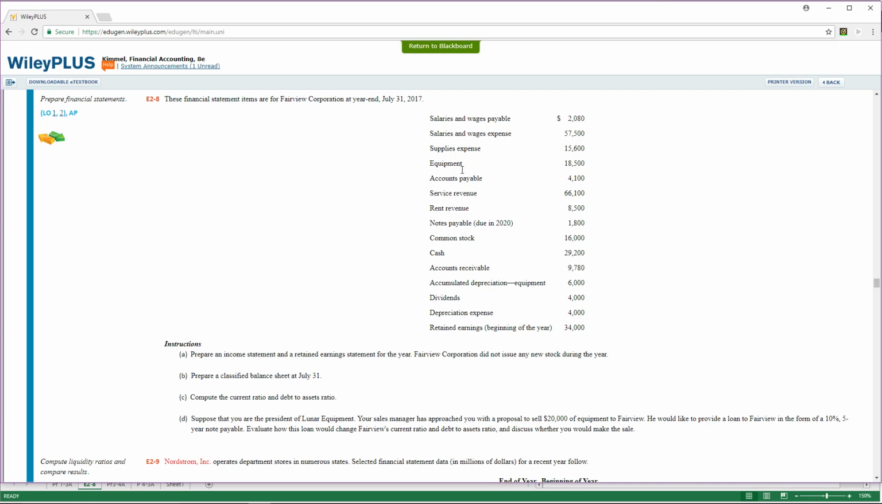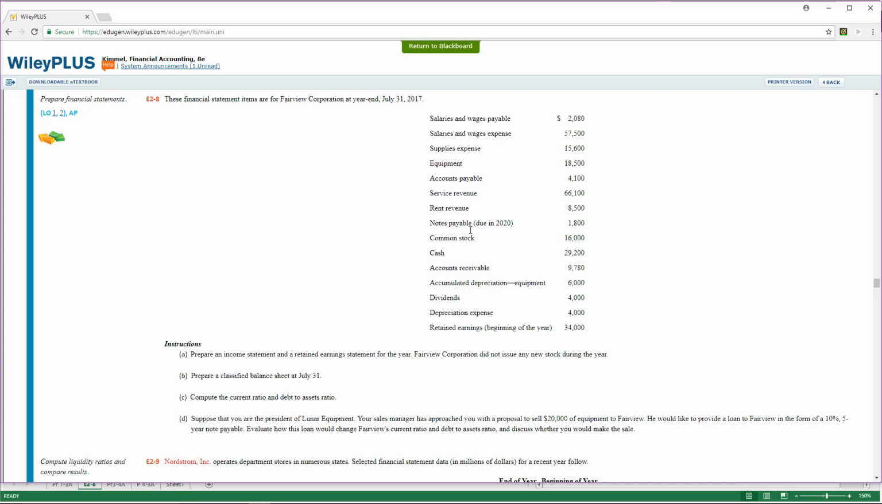Equipment is an asset that the company owns. They're going to use it in the business beyond the current period. Accounts payable is a liability. Service revenue and rent revenue are revenues. Notes payable is a liability.